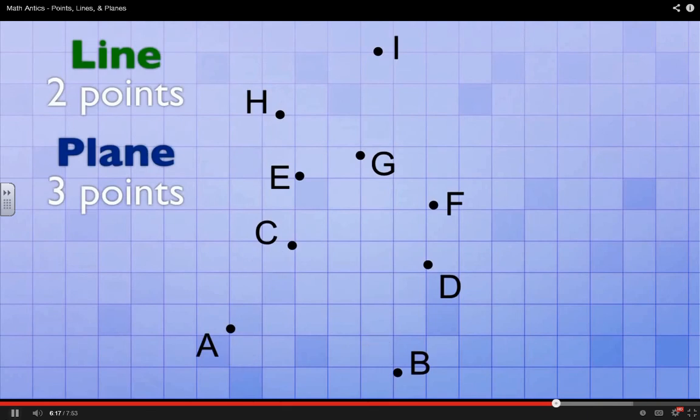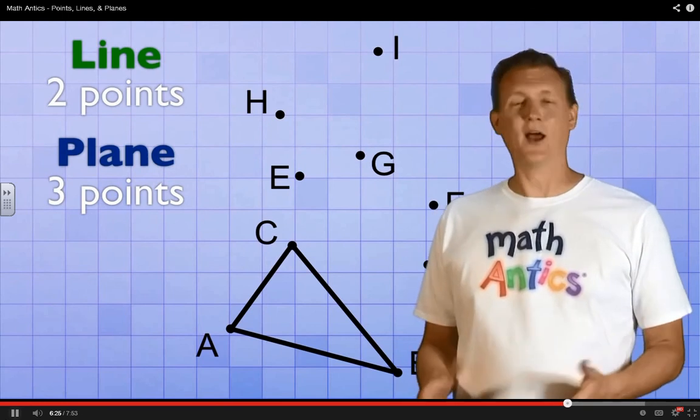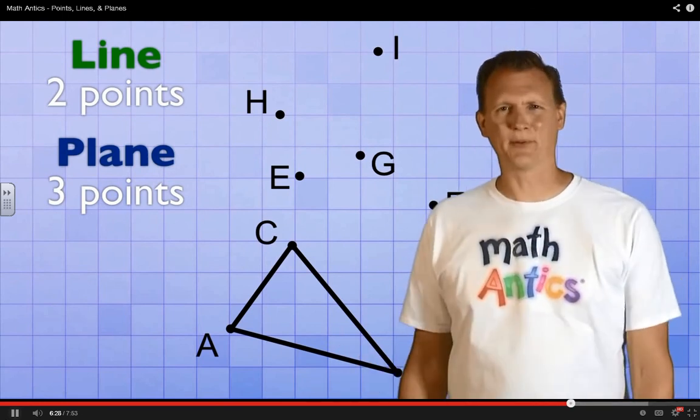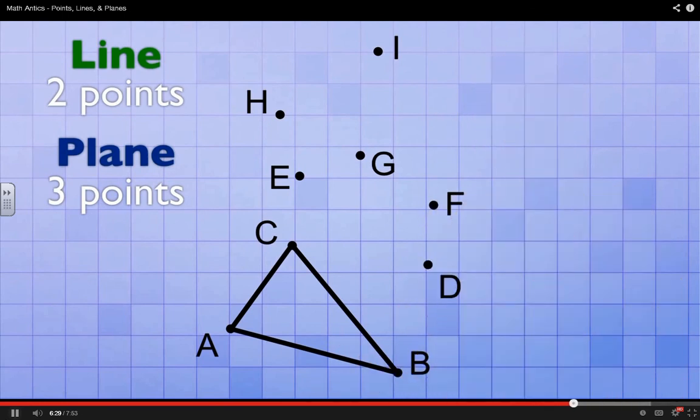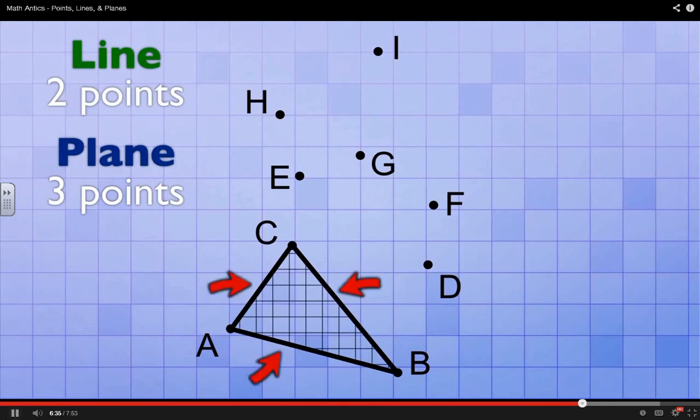If you just connect A and B, you get a line. But if you connect A, B, and C, you get a triangle. Now you're probably thinking, wait, I thought we were supposed to get a plane, not a triangle. Well, because it is a flat surface, a triangle is a lot like a plane, but it has 3 edges. It stops and doesn't keep on going forever.